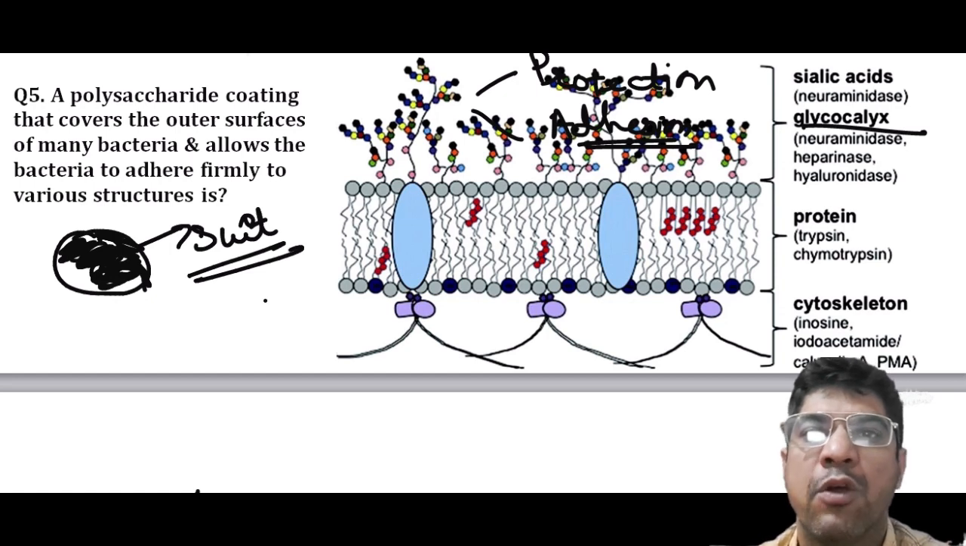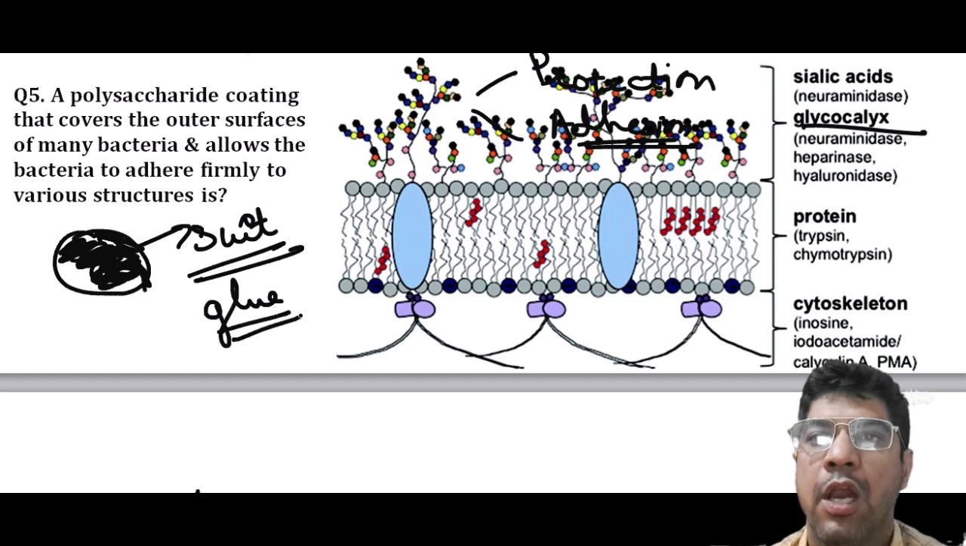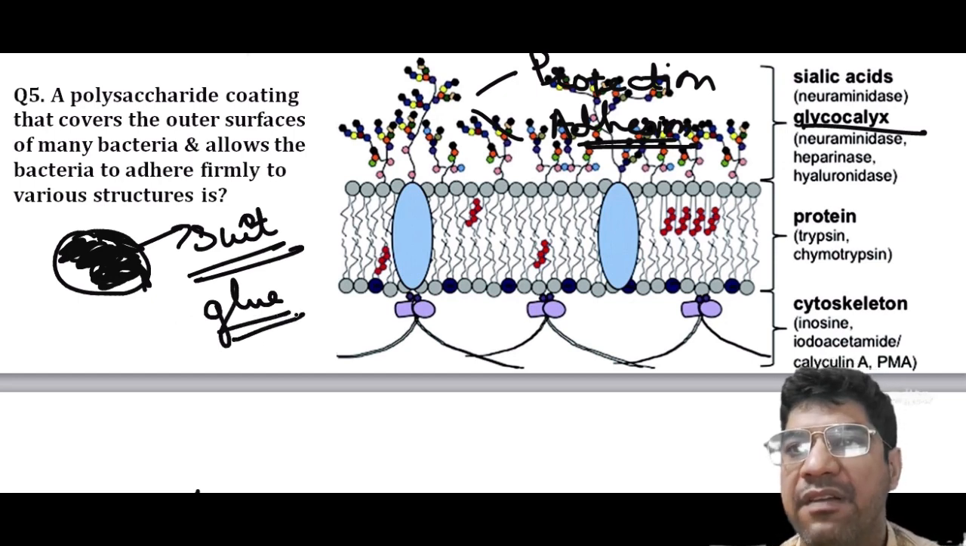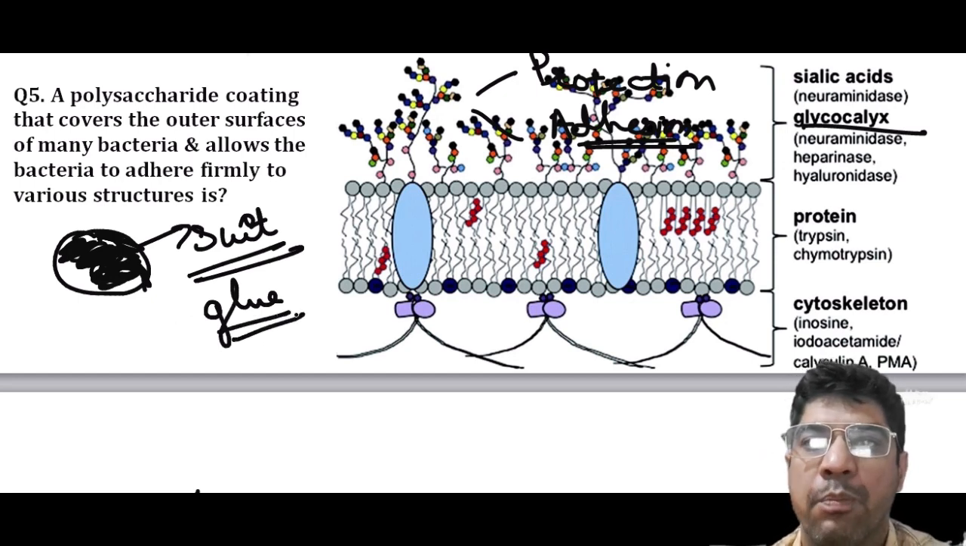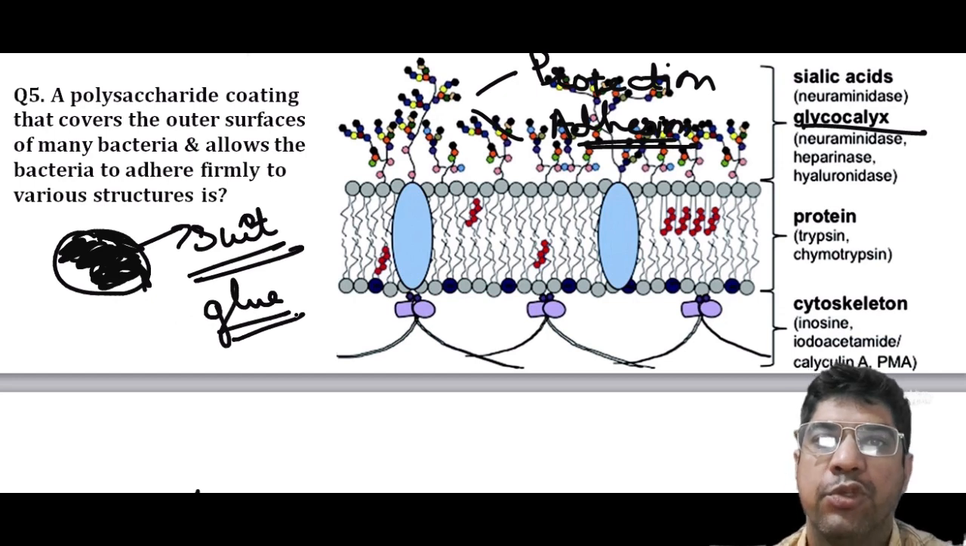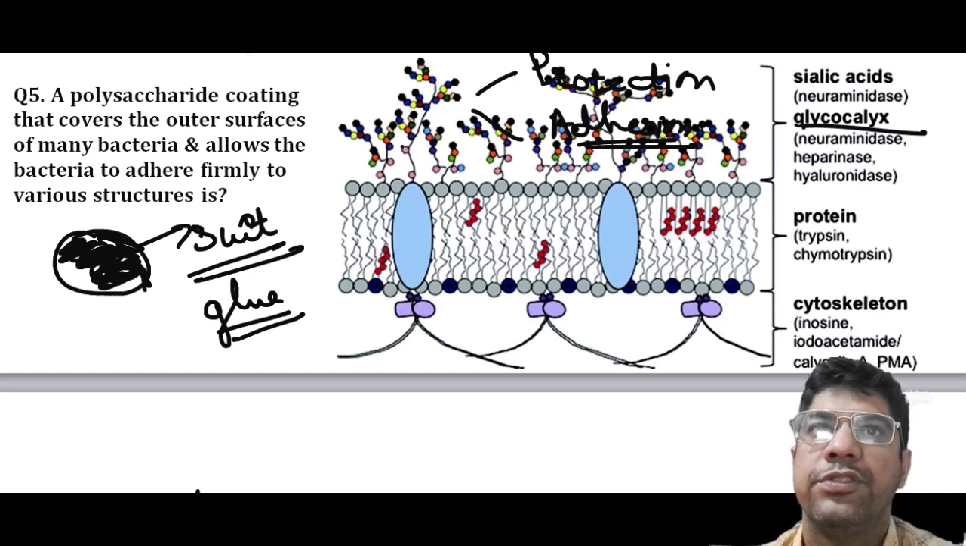Second, the glycocalyx also works as a glue, which allows the bacteria to stick to a surface, whether it's in your body or an object. This stickiness is vital for bacteria to survive. So the answer would be glycocalyx.